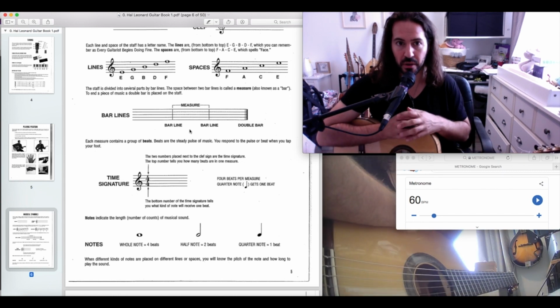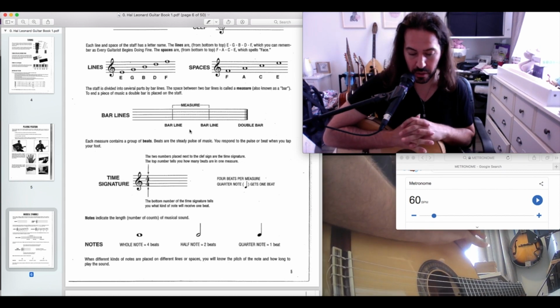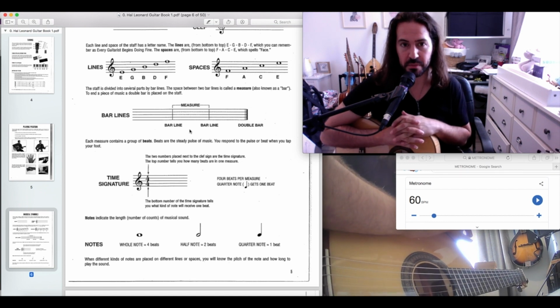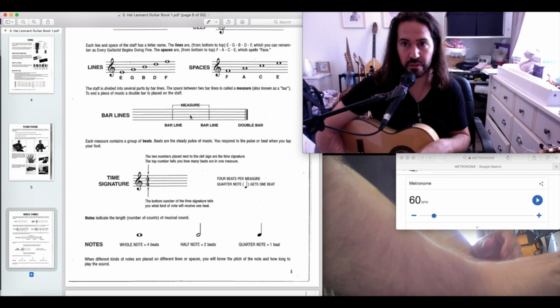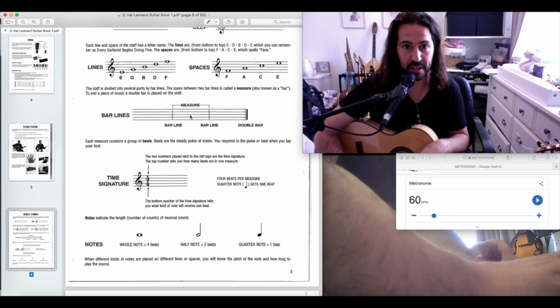What those bar lines are doing are drawing the demarcation lines between the measures, and that's the space in between the bar lines. So that's what's visually showing us when the count of a measure begins again.